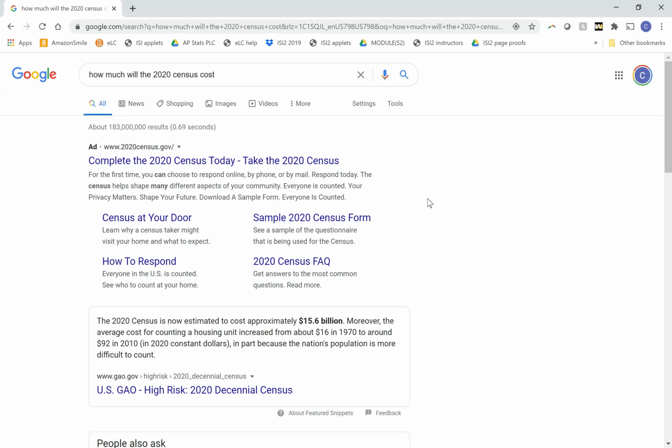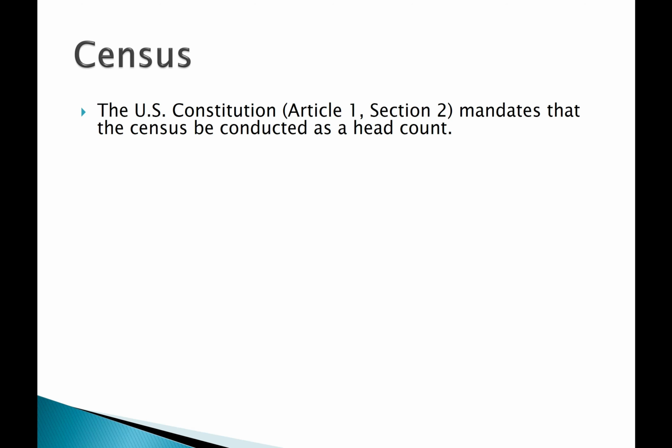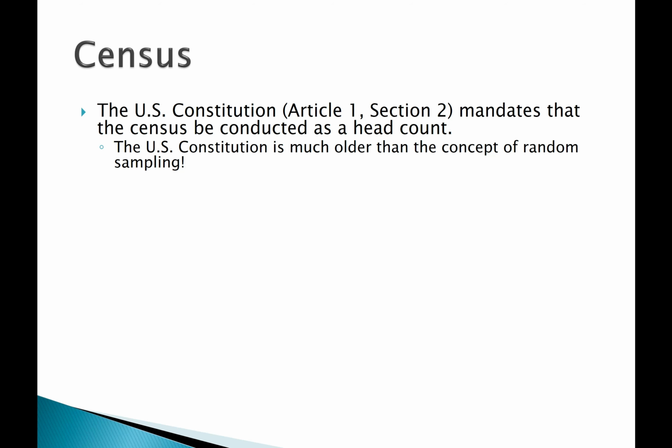So we do carry out a census every 10 years, and even that's pretty crazy if you think about it. I just Googled how much the 2020 census will cost, and it's estimated to cost approximately $15.6 billion. So it's extremely expensive. So why do we do it if it's so time-consuming and expensive? It's actually, surprisingly, in the Constitution, saying that the census has to be conducted as a head count. The U.S. Constitution is much older than the concept of random sampling, and it's extremely difficult to get anything changed in the Constitution.